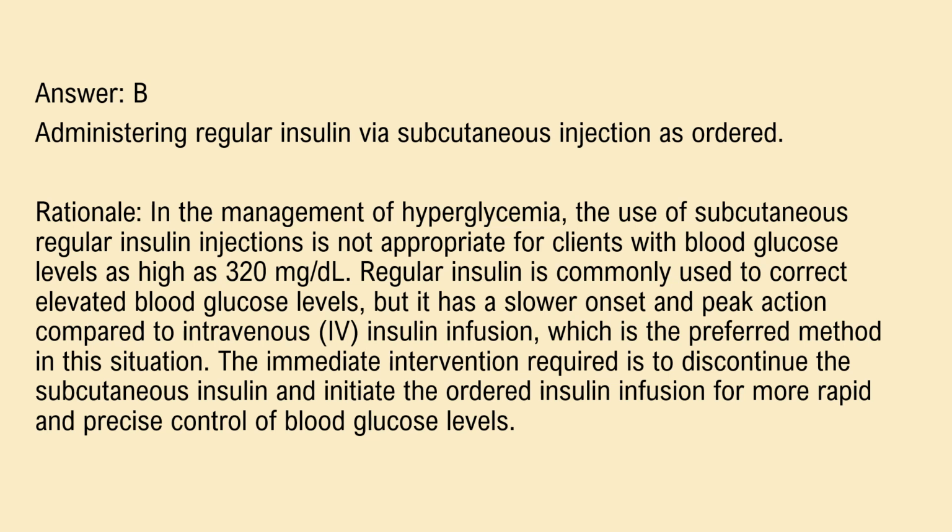The management of hyperglycemia. The use of subcutaneous regular insulin injection is not appropriate for clients with blood sugar levels as high as 420. Regular insulin is commonly used to correct elevated blood sugar levels, but it has a slower onset and peak action compared to IV. So we want to do IV because IV is actually faster, and our sugar was 420. So that's why we're going to intervene if somebody's trying to do it subcutaneously.